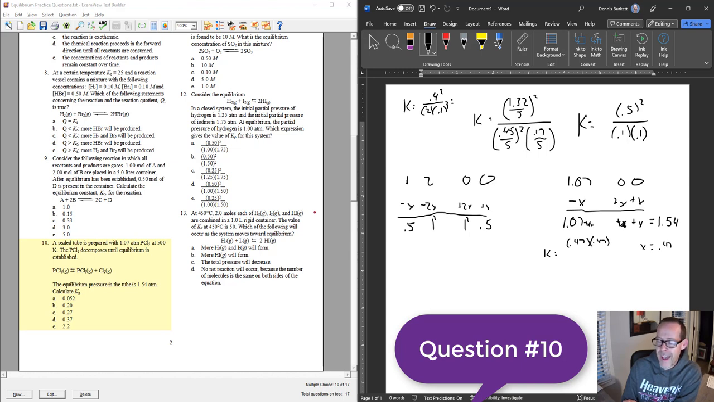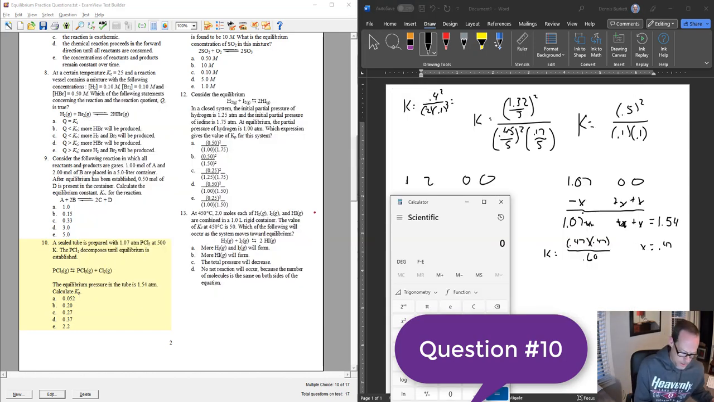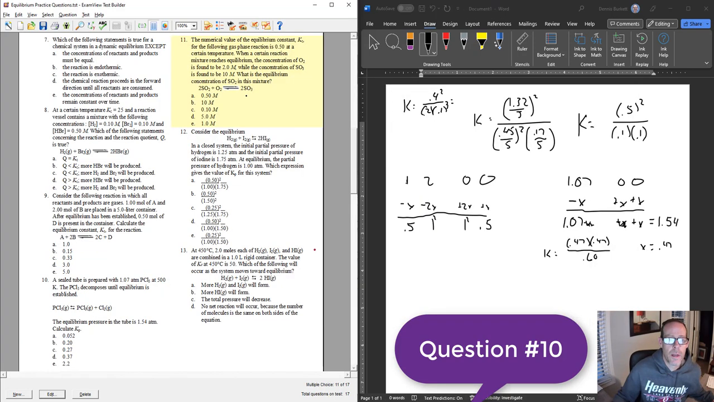Remember, 0.47 is my x, so 1.07 minus 0.47 is going to be 0.6. If I do the math on that, 0.47 times 0.47 divided by 0.6, we get 0.368, and I believe D is the answer to number 10. Okay. All right, so come back over here to 11.